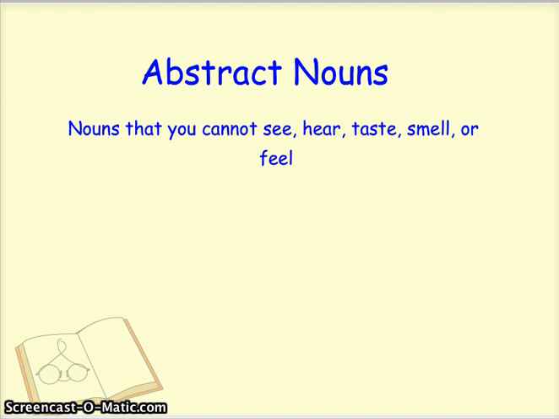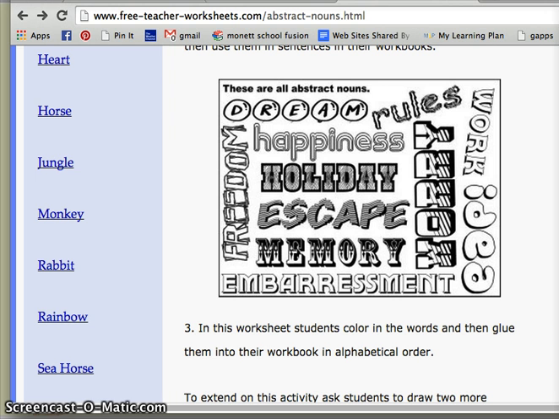Today we're going to learn about abstract nouns. An abstract noun is different than the nouns we have normally gone over, which is like a person, place, or thing. These abstract nouns are nouns that you cannot see, hear, taste, smell, or feel. So you can't use any of your senses to be able to do these nouns.